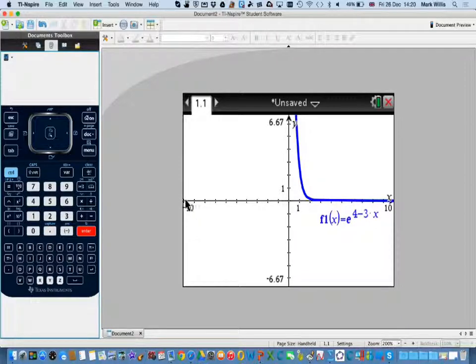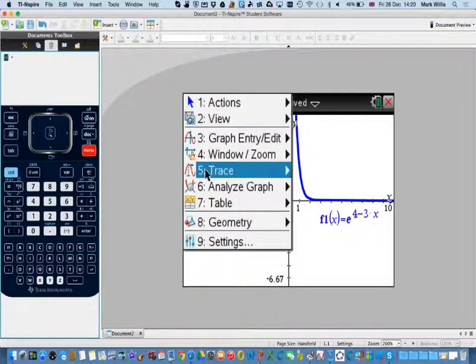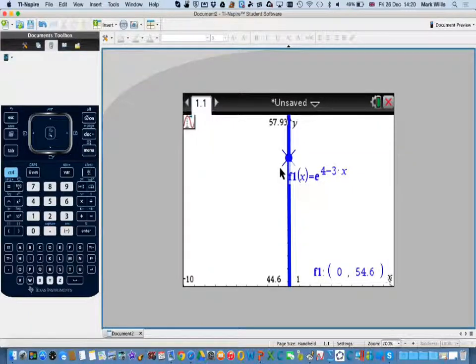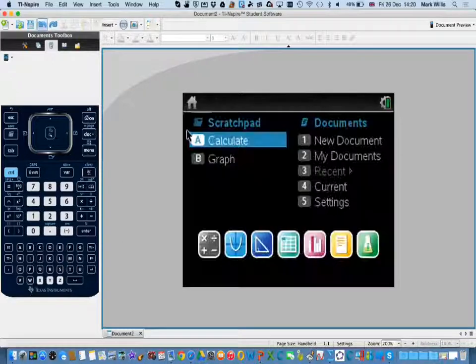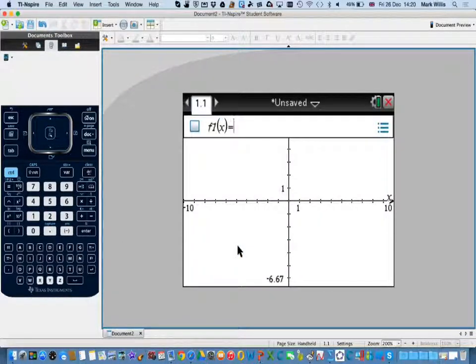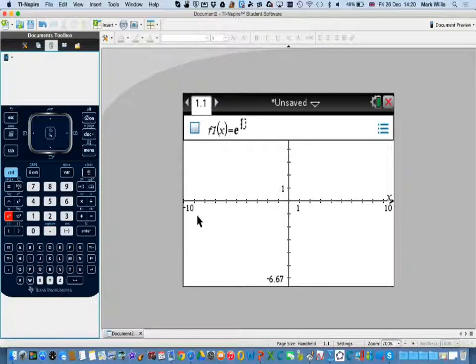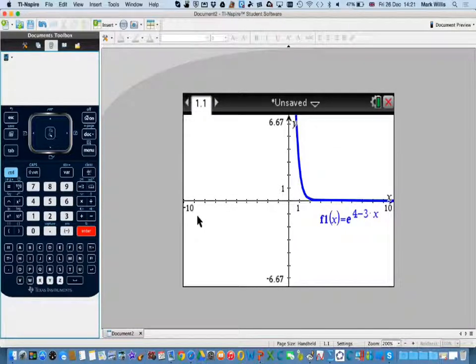Okay, and then I can enter my tangent and normal as well. I'm first going to put the point on. So if I do menu and then trace and graph trace, okay, I'm not going to do that. So let's just start again. Let's do that later. So let's just enter the function again. So we're going to have e to the power of 4 minus 3x, enter. I'm just going to put the equations in first.